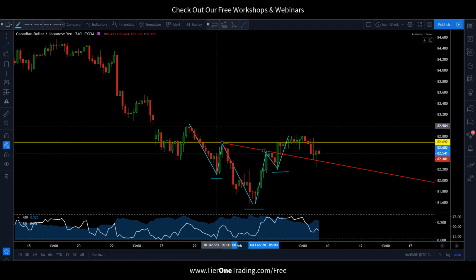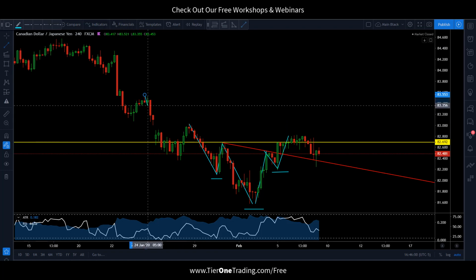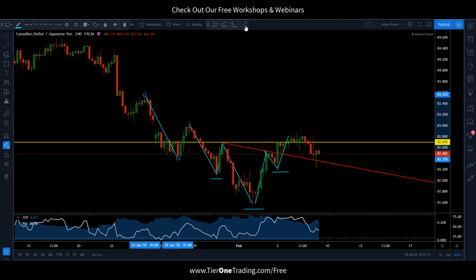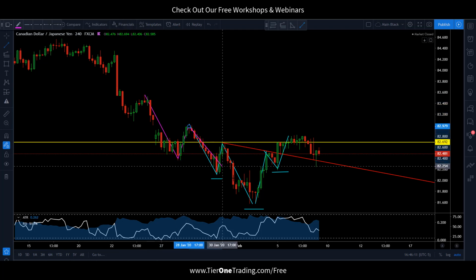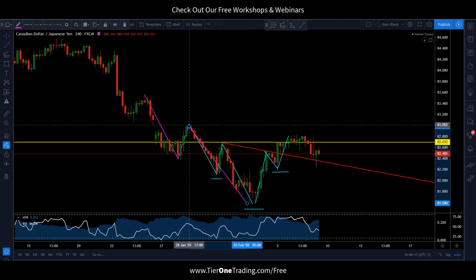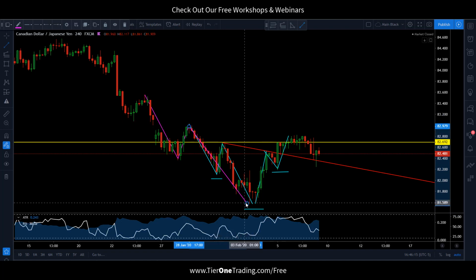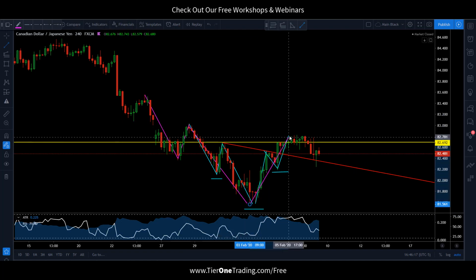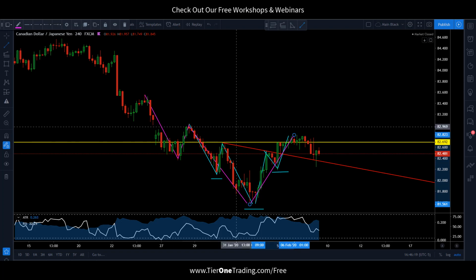Now, if we look bigger, we actually have a bigger one forming as well. I'm going to change my colors here on my lines. Let's make it a pink, magenta, right? This is going to be our bigger left shoulder. This whole move down here is going to be from our neckline to our head. And then we come up here, giving us a retest of our neckline.